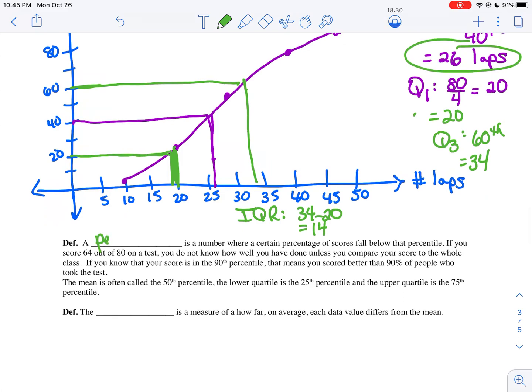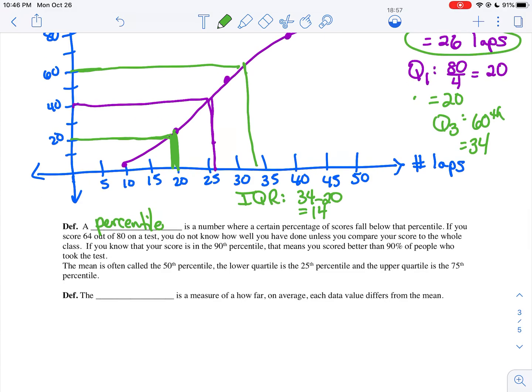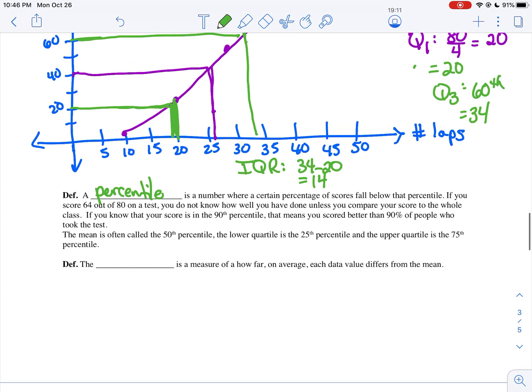All right, a percentile is a number where a certain percentage of scores fall below that percentile. If you score 64 out of 80 on a test, you do not know how well you have done unless you compare your score to the whole class. If you know that your score is in the 90th percentile, that means you scored better than 90% of the people who took the test. The mean is often called the 50th percentile. The lower quartile is called the 25th percentile, and the upper quartile is called the 75th percentile.